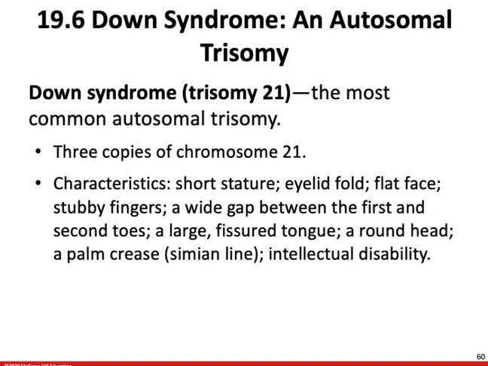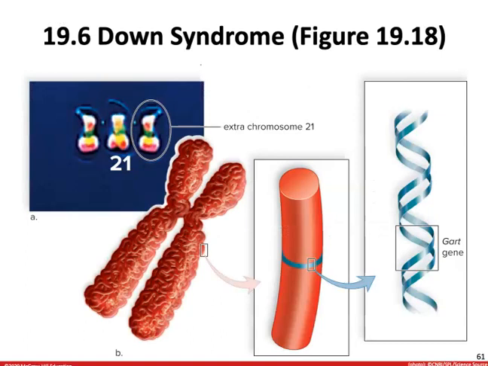There are a couple of characteristics associated with chromosome 21. This is due to the extra copy of the GART gene. It's a particular gene located on chromosome 21 that can result in a shorter stature, eyelid fold, flatter face, shorter fingers, a wide gap between the first and second toes, a large fissured tongue, round head, palm crease, and intellectual disabilities. All of these can be associated with Down syndrome. So here is that chromosome 21. If we do have an additional copy of that chromosome 21, there's a particular GART gene located right around here that is thought to be responsible for those additional signs and symptoms.